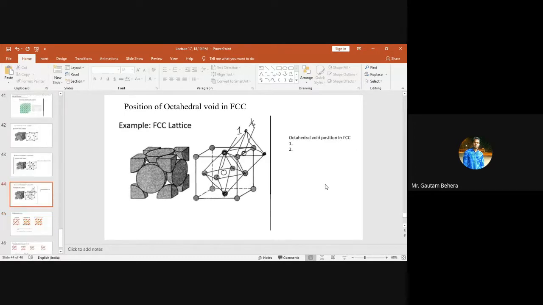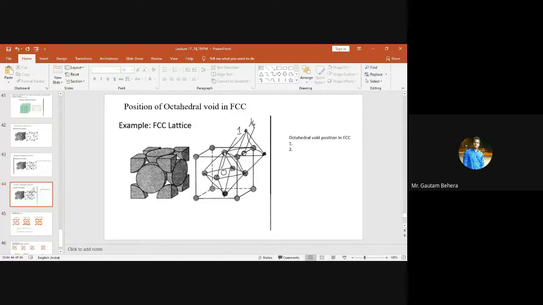Now, position of octahedral void in FCC. So what are the other positions? The other position is the edge center. Each edge center will also be an octahedral void, right? How is it possible? Just imagine.